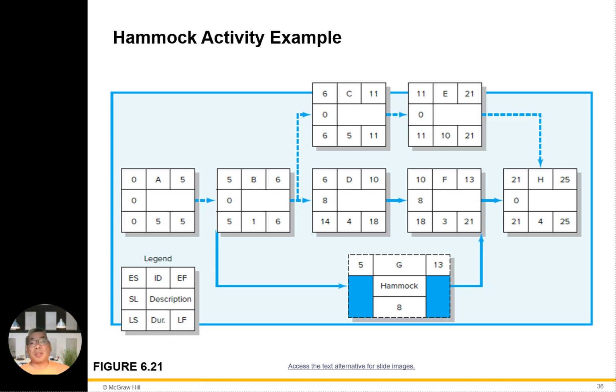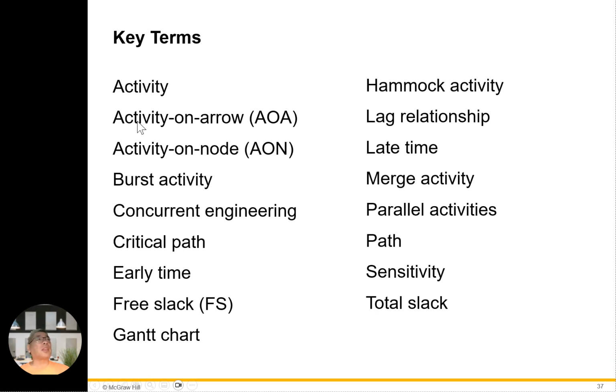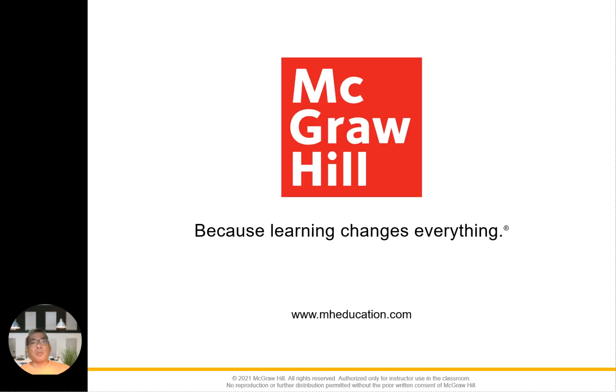Okay, so let's look at the definitions. Key terms: activity, activity on arrow, activity on node, burst activity, concurrent engineering, critical path, early time, free slack, FS, Gantt chart, hammock activity, lag relationship, late time, merge activities, path, sensitivity, and total slack. Okay. So let's move on to the next one. This is owned by McGraw-Hill, okay?